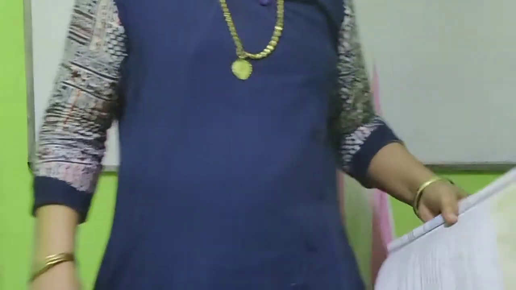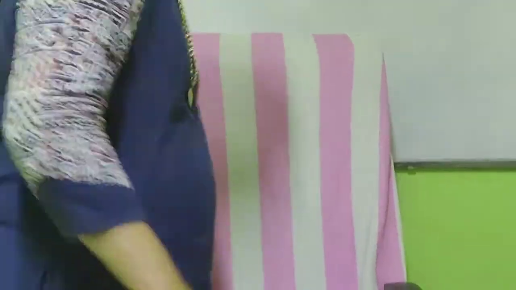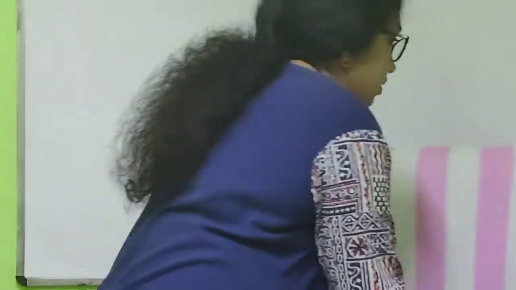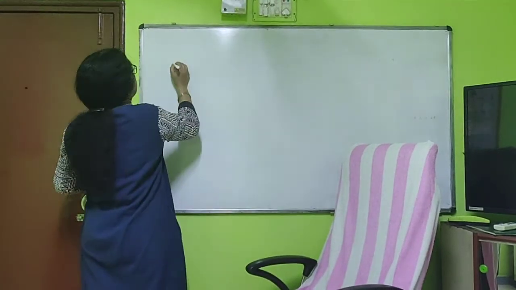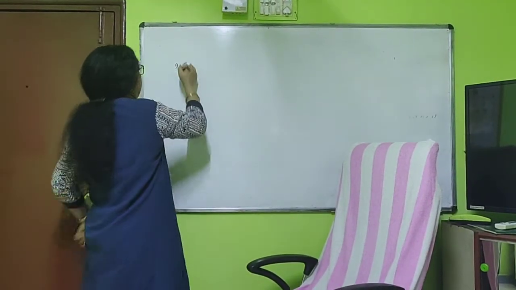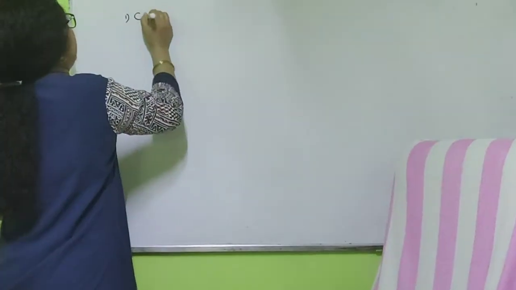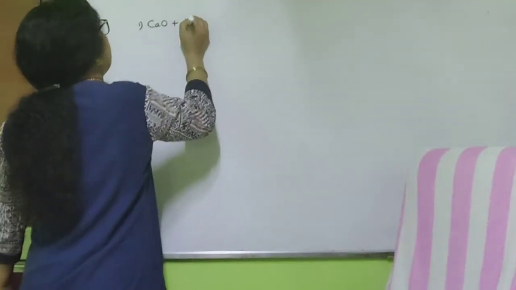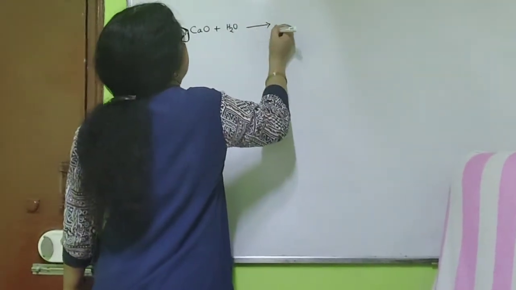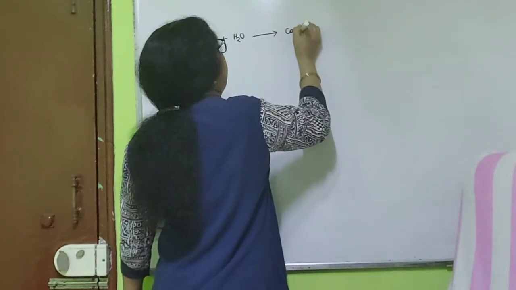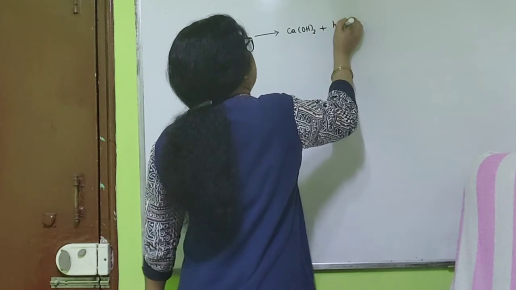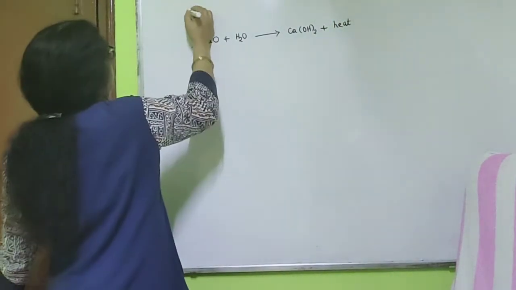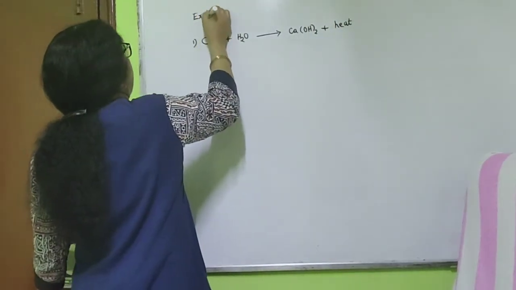So we learned exothermic reactions. Which are the exothermic reactions? I am explaining once more. First, when water is added to quicklime, it produces calcium hydroxide plus heat.